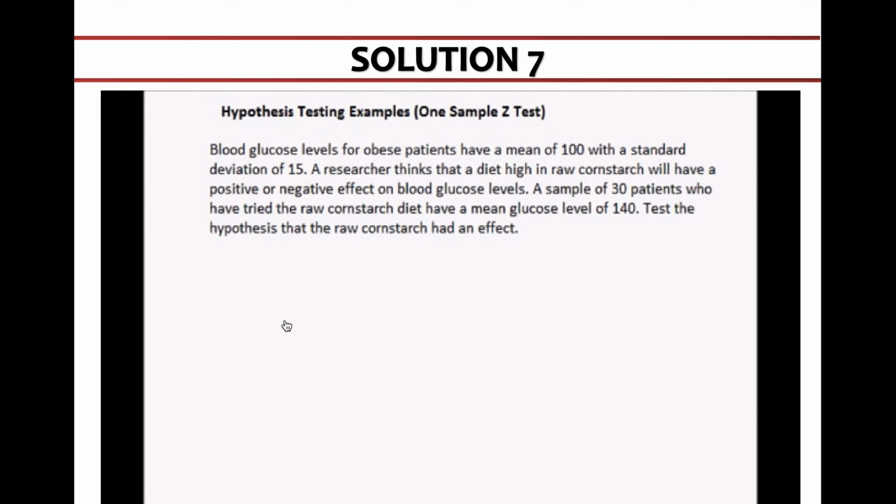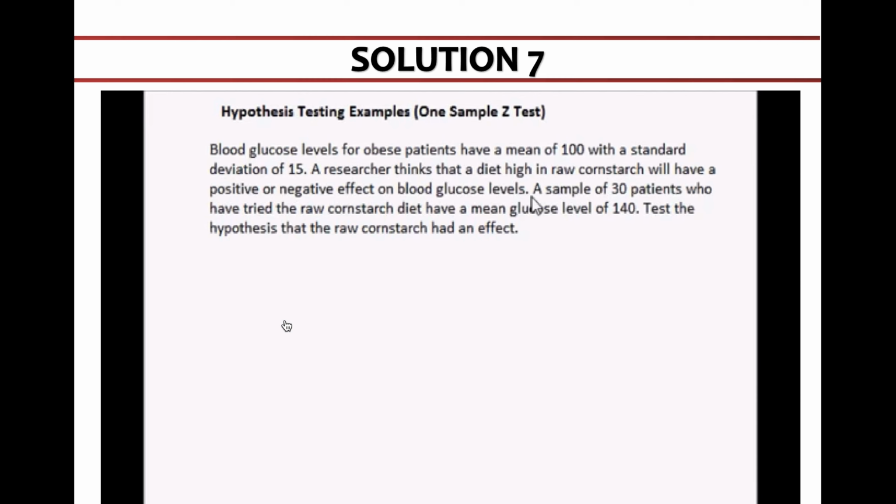In this video, I'm going to show you a second hypothesis testing example. In the previous video, I did a one-tailed test, and in this video, I'll be showing you an example of a two-tailed test. I've got a question here about blood glucose levels for obese patients. We're given a population mean and a standard deviation, and we're looking at a researcher who thinks a diet high in raw cornstarch will have a positive or perhaps a negative effect on blood glucose levels. A sample of 30 patients who've tried the raw cornstarch diet have a mean glucose level of 140 and test the hypothesis the raw cornstarch had an effect.